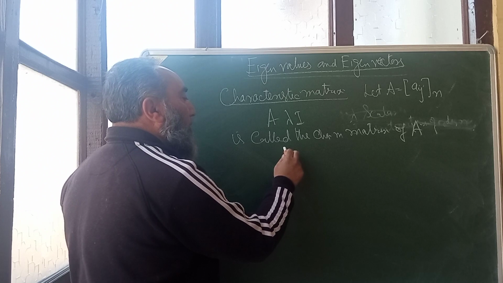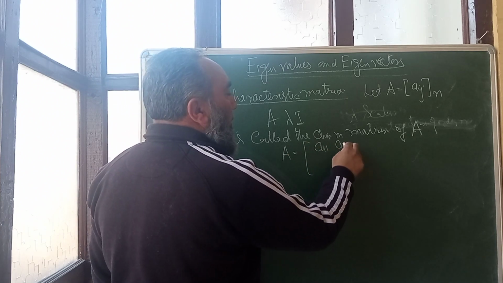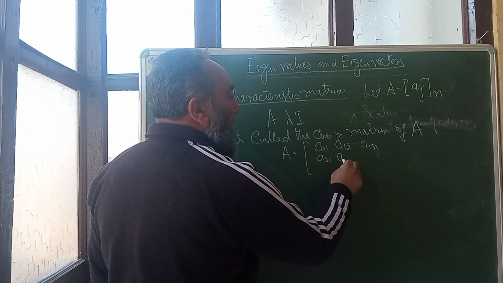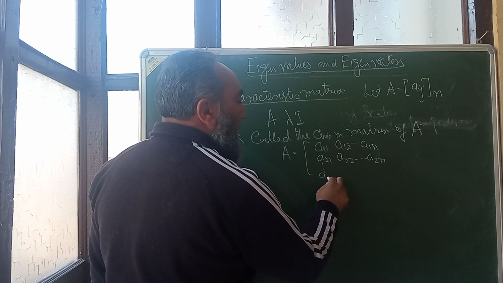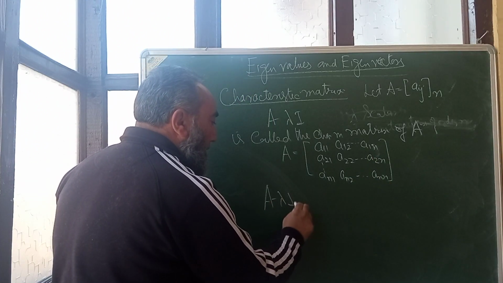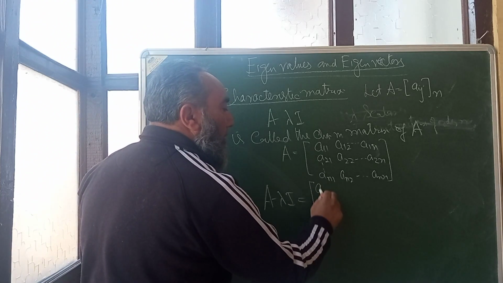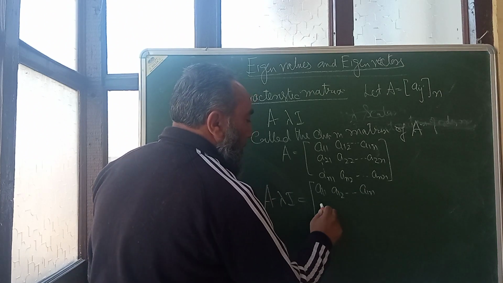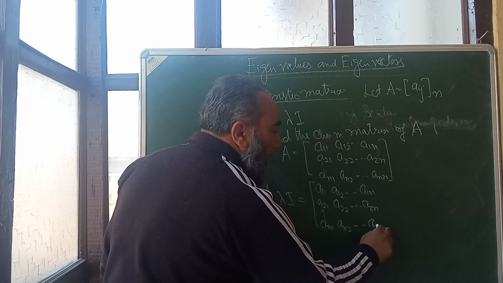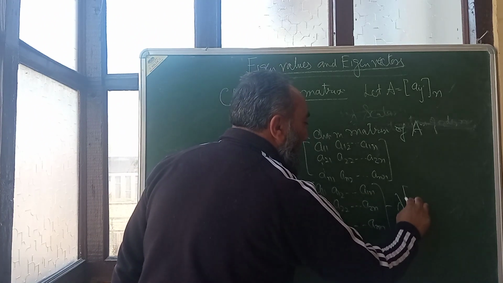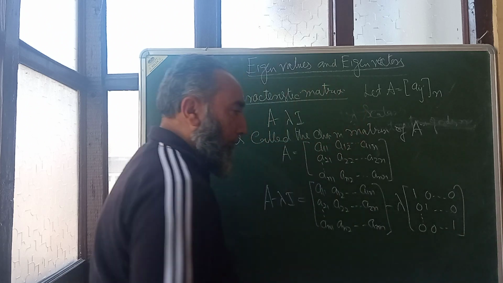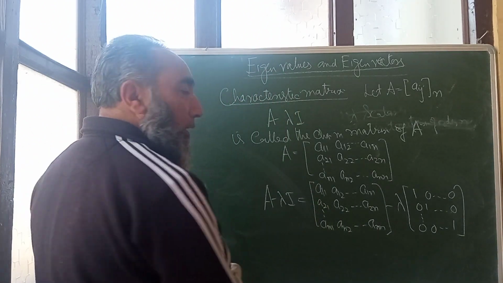That is, if A is A11, A12, A13, okay, let me write a square matrix of order n: A1n, A21, A22, A2n, AN1, AN2, ANN. This is a square matrix of order n. Then A minus lambda I is A11, A12, A1n, A21, A22, A2n, AN1, AN2, ANN minus lambda I. I is 1, 0, 0, 0, 1, 0, 0, 0, 1. A minus lambda I is the characteristic matrix.